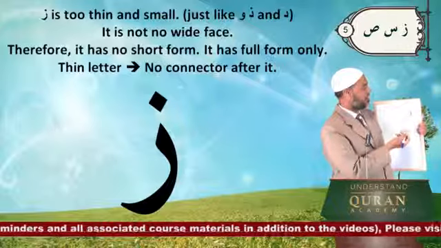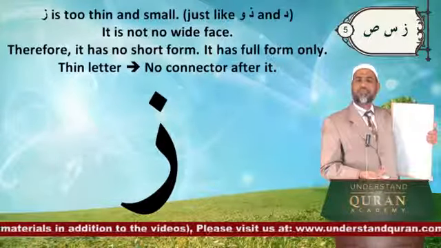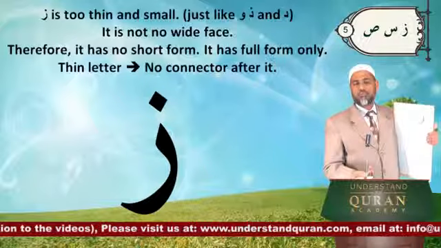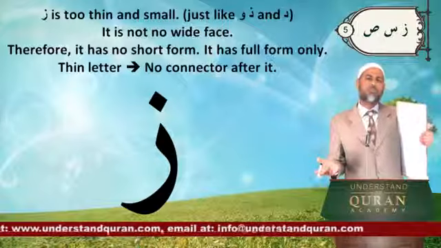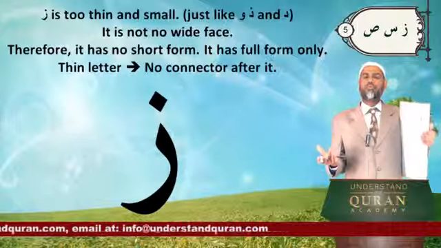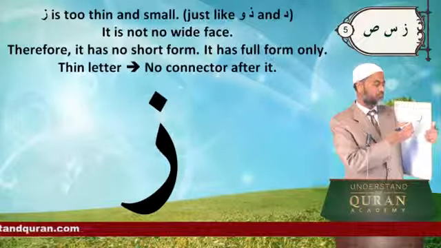And za is too thin and small, and you can't get the face. See, where is the face? It's just a line, almost quarter circle. So you cannot get a face. So no white face, no face actually. So there is no short form, no width. Too thin. No short form means no connector after it.